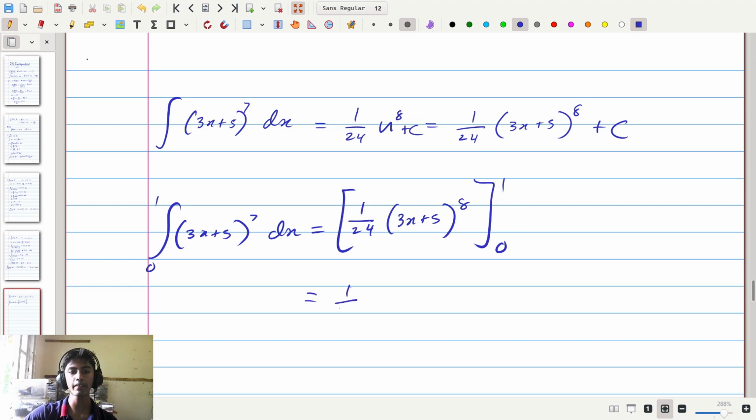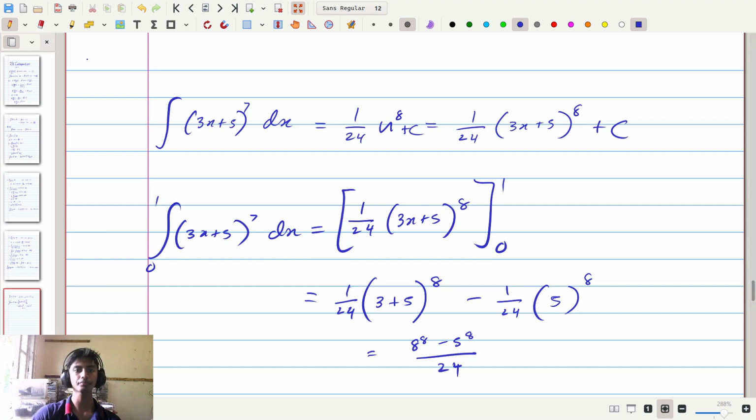So we get 1 divided by 24 times the value of 3x plus 5 when x is equal to 1, which is going to be 3 plus 5, since 3 times 1 is 3, to the power of 8, minus the value when x is equal to 0, which is 1 divided by 24 times 3 times 0, which is 0, plus 5, so total 5, to the power of 8. If we simplify this, we get 3 plus 5 to the power of 8, or 8 to the power of 8, minus 5 to the power of 8, all divided by 24. So this is the answer that we get.